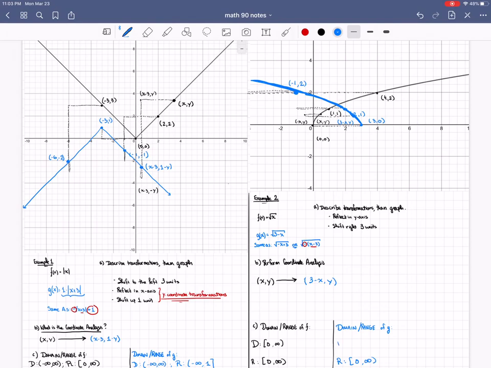But the domain, remember we have a reflection in the y-axis which causes it to flip over. So that would cause it to go from 0 to infinity to negative infinity to 0. But then we also have a shift right. So instead of stopping at 0, it goes all the way to 3. So the domain of g is from negative infinity to 3, and the range is from 0 to infinity.